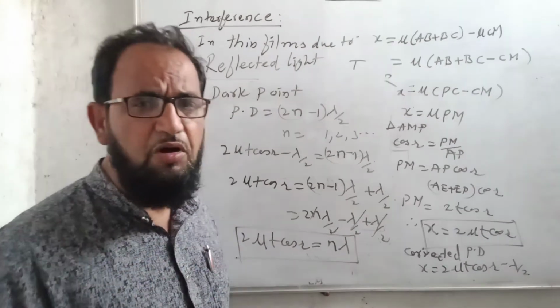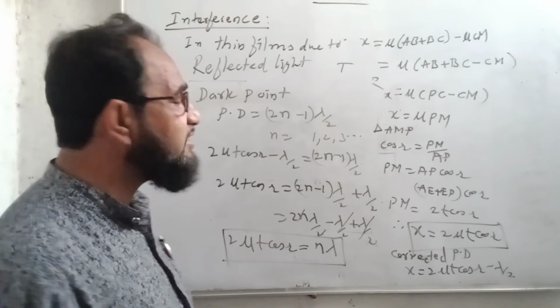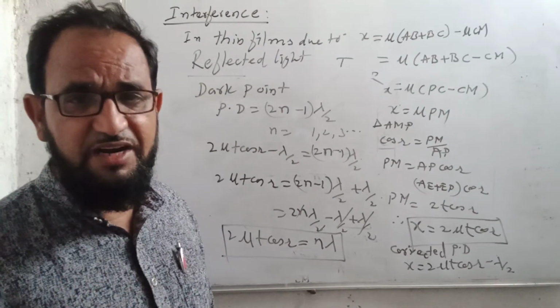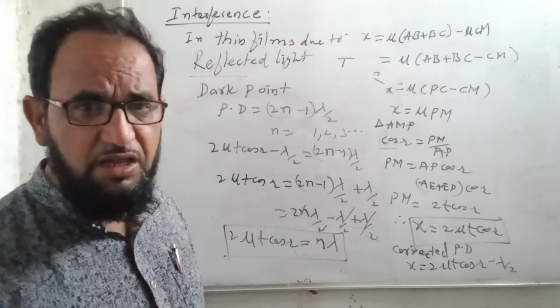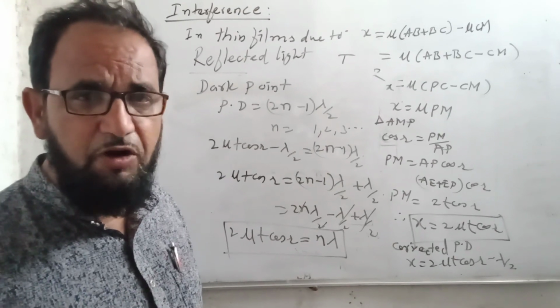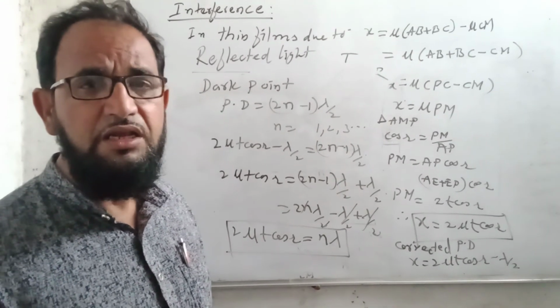So this is all about the interference in thin films due to reflected light. We have studied the path difference and the condition for the point to be bright and the condition for the point to be dark. Thank you.